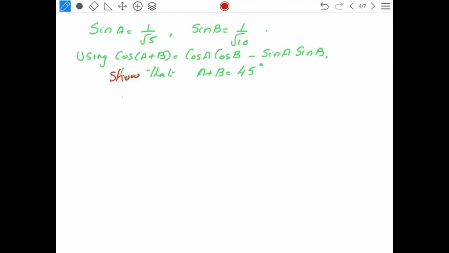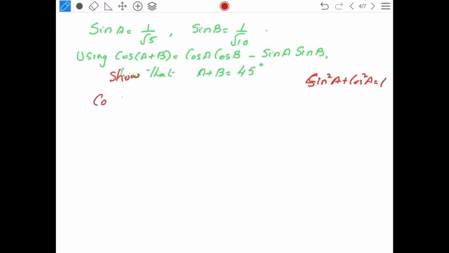With that you have to show A plus B equal to 45 degrees. So now we have to use the identity sin squared A plus cos squared A equal to 1. We are going to use this identity. In this identity you have cos A, cos B, sin A, sin B. Sin A, sin B is given. Now we have to find cos A and cos B.